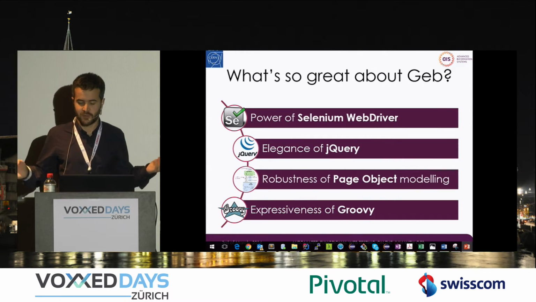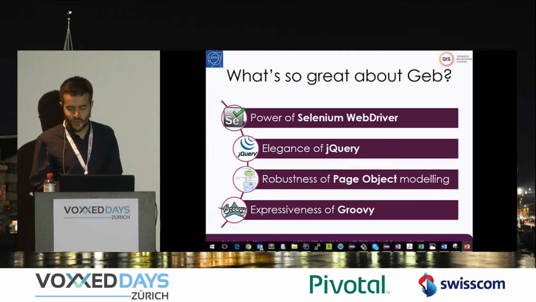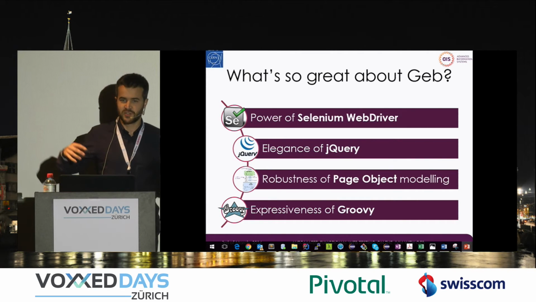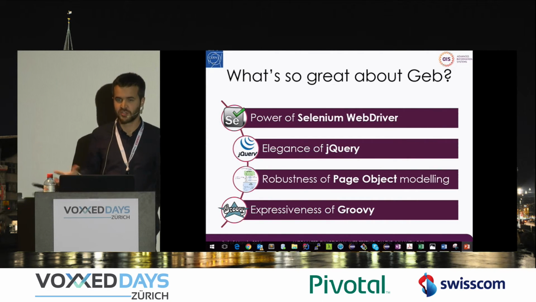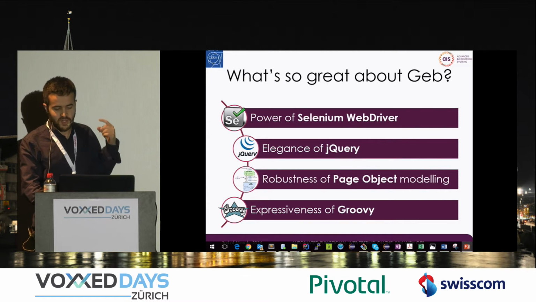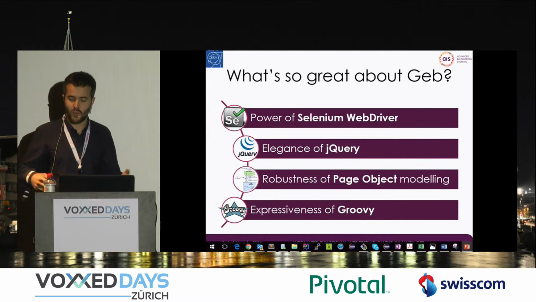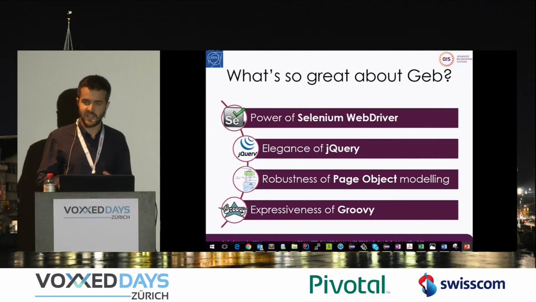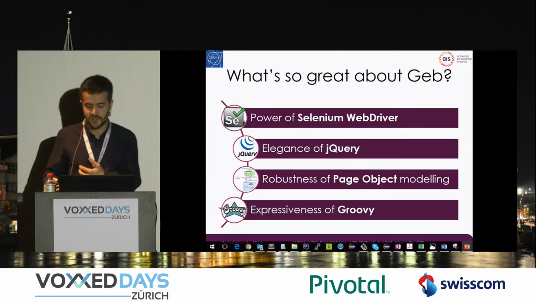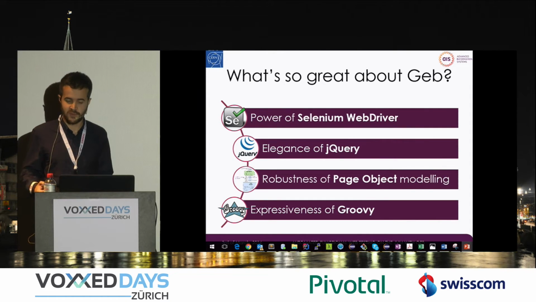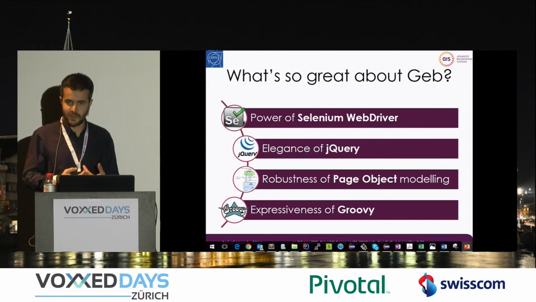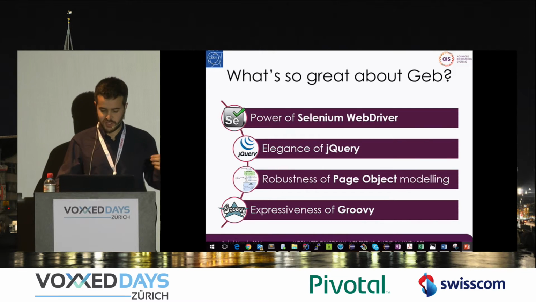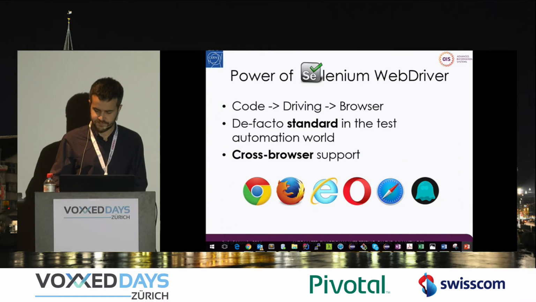So what's so great about JEB, right? Why am I talking about JEB here? Well, because JEB is a library which essentially took the best of all worlds and merged it all together in a single tool. So it uses all the power inherent in the Selenium WebDriver API without exposing the complexity to the end user. It also provides the elegance of jQuery content selection, the robustness of the page object model, and the expressiveness of the Groovy programming language for JVM. I'll go now into each and every one of these items.